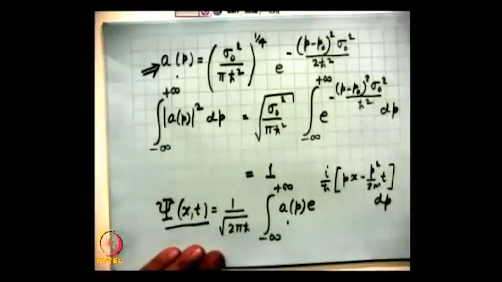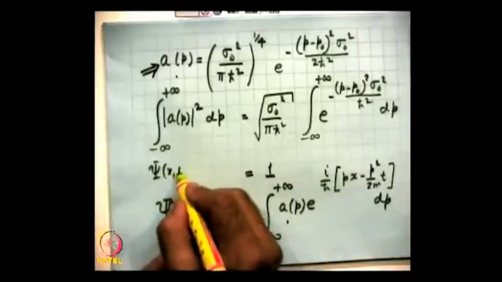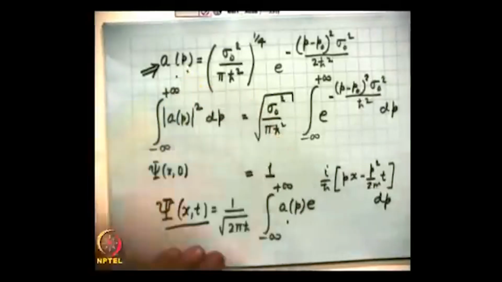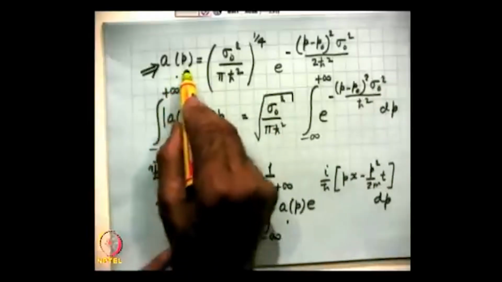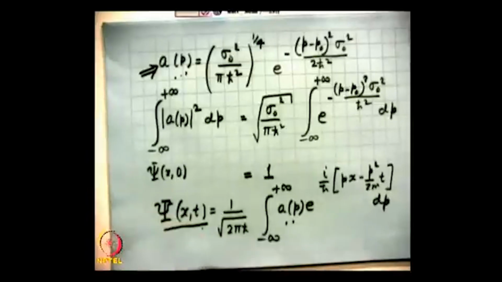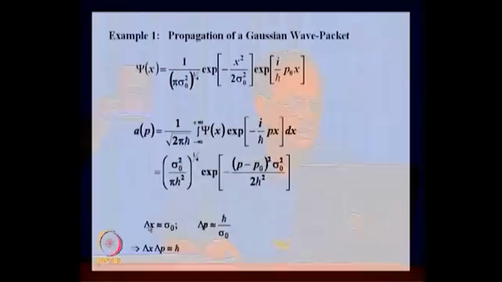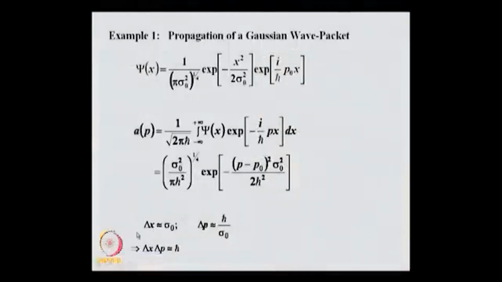So, I have solved the problem: by knowing psi of x comma 0 at time t equal to 0, I found out what is A of p. Once I find A of p, I can substitute it here and carry out the integration to calculate psi of x comma t. So, if the particle is localized within a distance of sigma naught, then its momentum spread is of the order of h cross by sigma naught. So, my uncertainty principle is contained in the solutions of this equation.